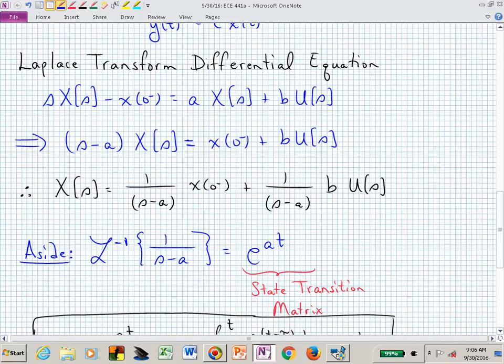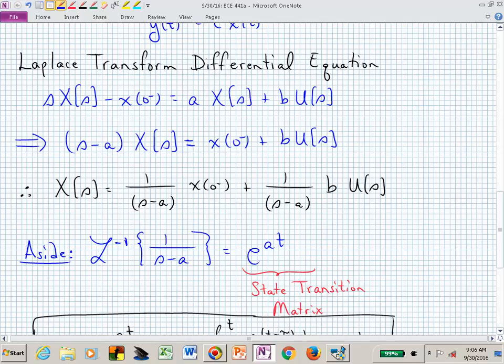One piece is due to the initial condition, x of 0, and the other piece is due to the forcing function, or the input, and that in the frequency domain we've called capital U of s. And here is our recall from an earlier class.